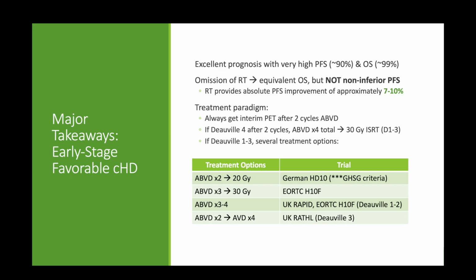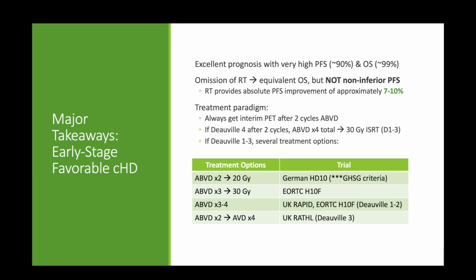If they have a Deauville 1 to 3 response, however, we have several treatment options. So ABVD times 2, PET scan, and then 20 gray of radiation if they're favorable per the German Hodgkin Study Group criteria. If they are favorable per the EORTC H10F criteria, we can always do ABVD times 3 followed by 30 gray. UK RAPID does actually give us some evidence for just treating solely with ABVD times 3 to 4 cycles. And even with EORTC H10F, remember the overall survival for the patients that were treated with just ABVD times 4 was pretty comparable to the patients that received radiation.